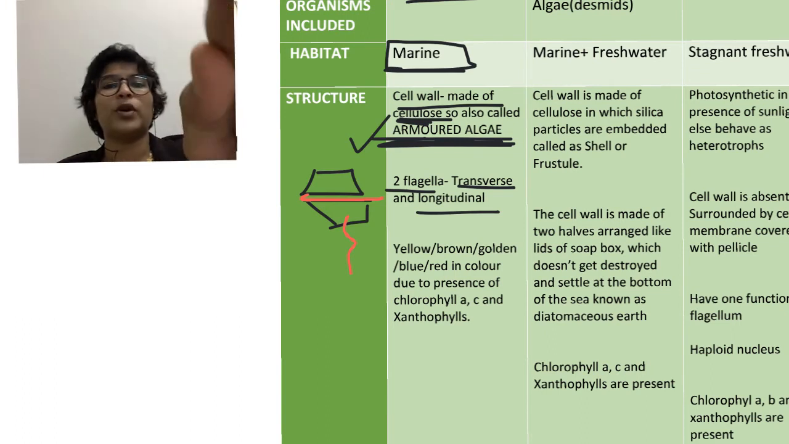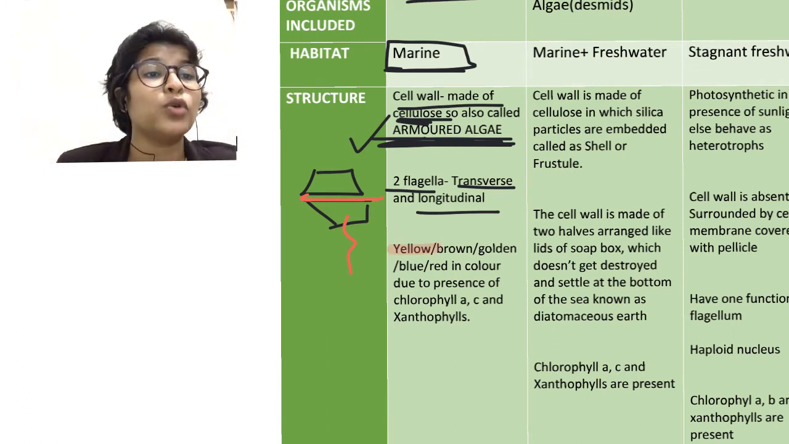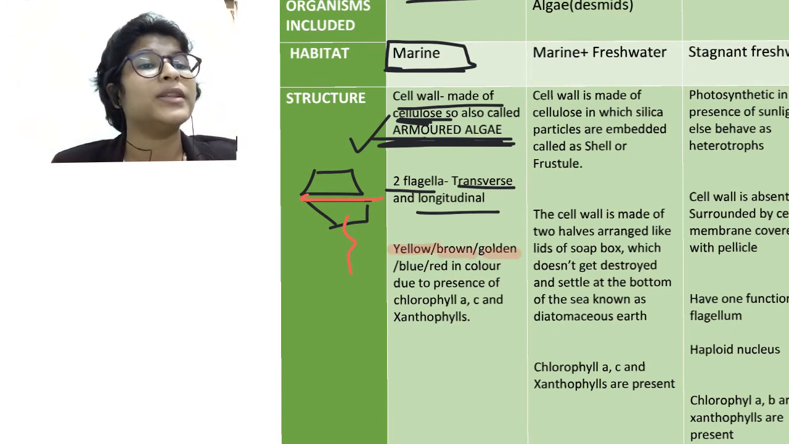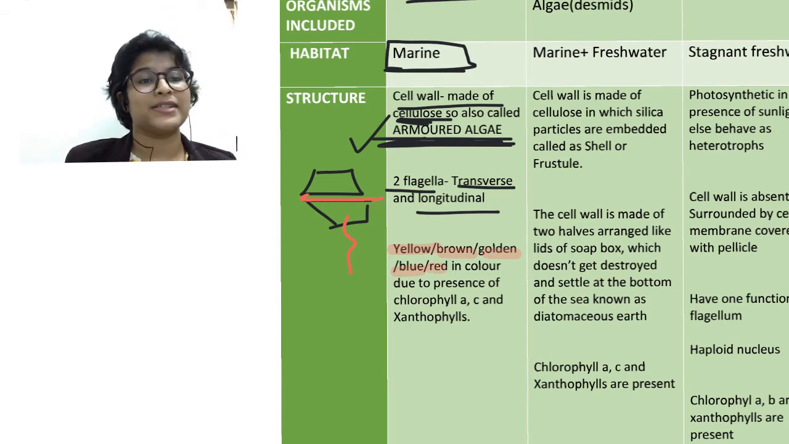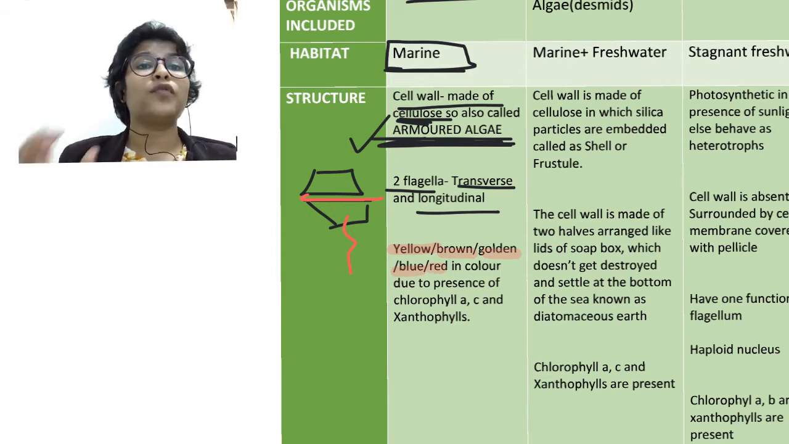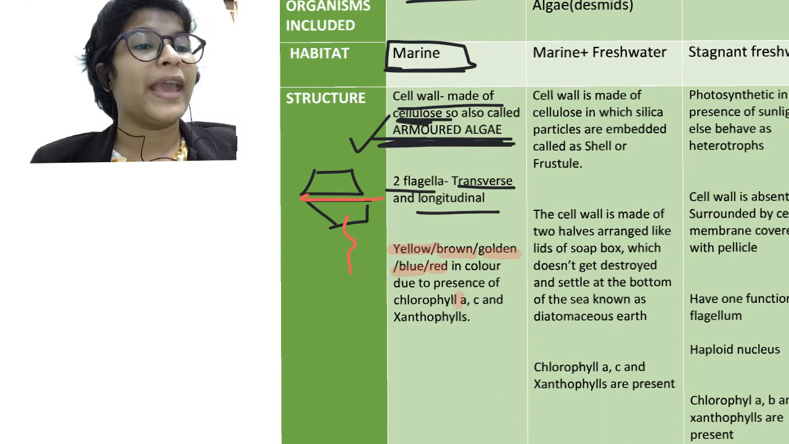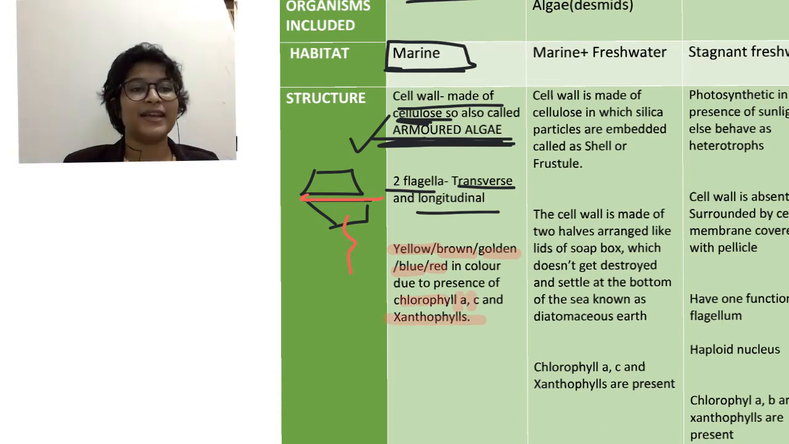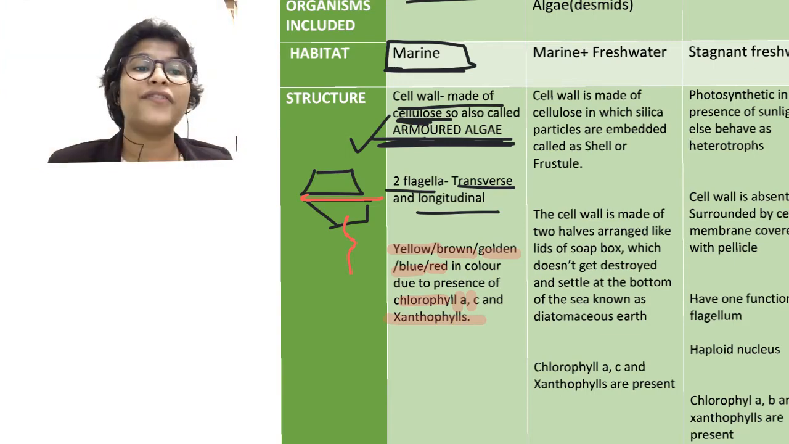Okay, so what are the colors? We have yellow, we have brown, we have golden, blue or red colors present. ठीक है, and we have the photopigments chlorophyll A, chlorophyll C and xanthophylls present. ठीक है, these are the ones which give it different variety of colors.